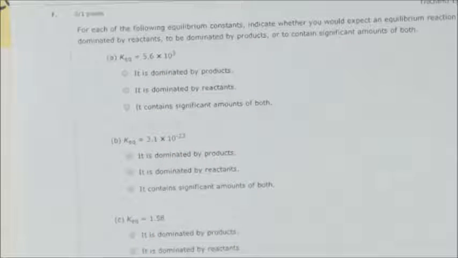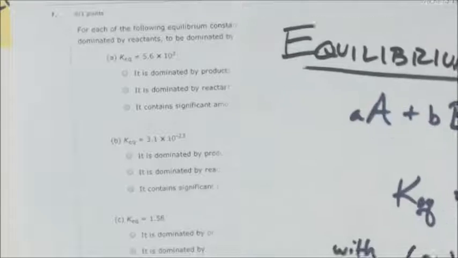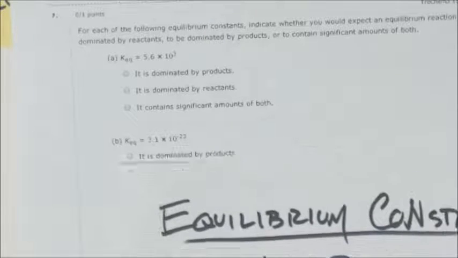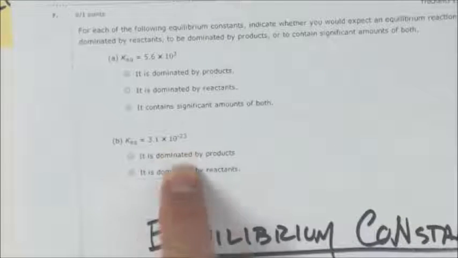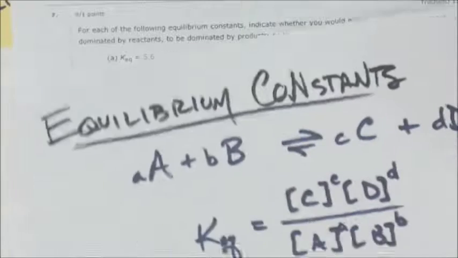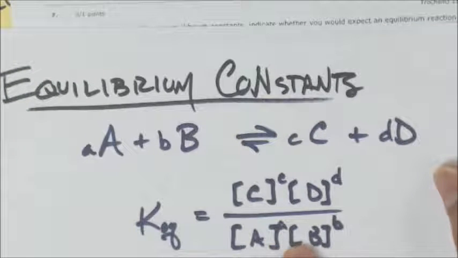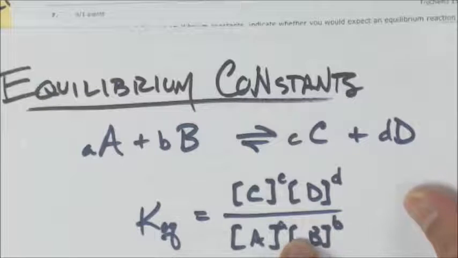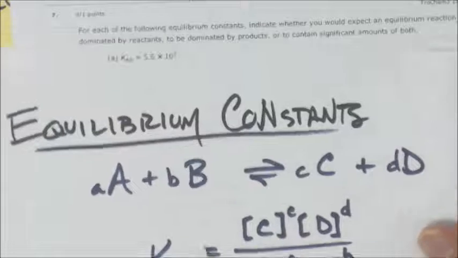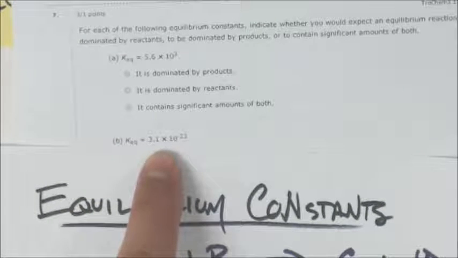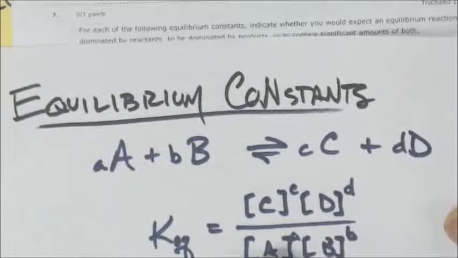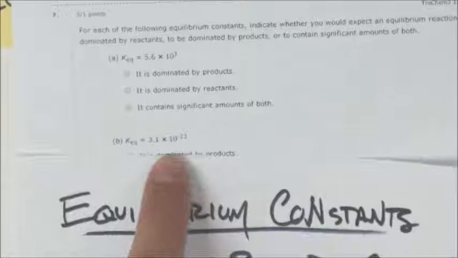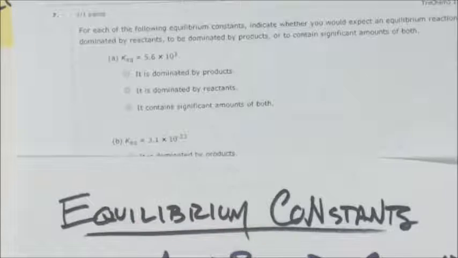Remember, equilibrium constants are products over reactants, right? So if you've got a really small number, like times 10 to the minus 23, how do you get such a small number? That means the numbers in the bottom are really big, and the numbers on top are really small, because when you divide them, you get a really small number, like times 10 to the minus 23. And so if you have that kind of situation, times 10 to the minus 23, that means you got a lot of reactant.